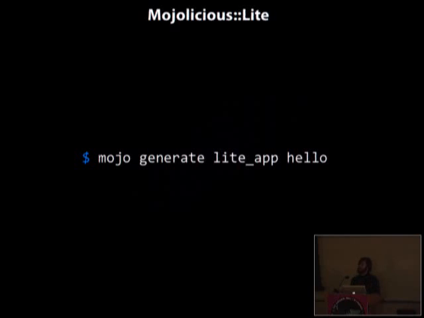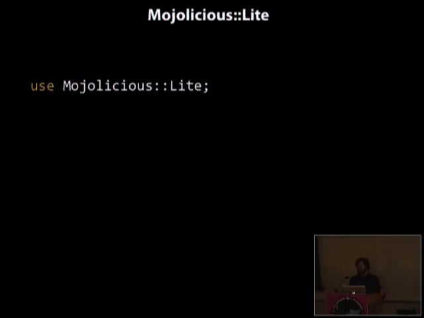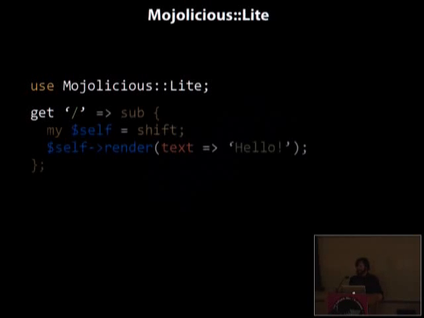I'm not going to show you that though. I'm going to show you the absolute minimum it takes to create a Light app. So first, you use the module, then you choose the route, and you assign it to a subroutine. In this context, also called an action. And you start the app.